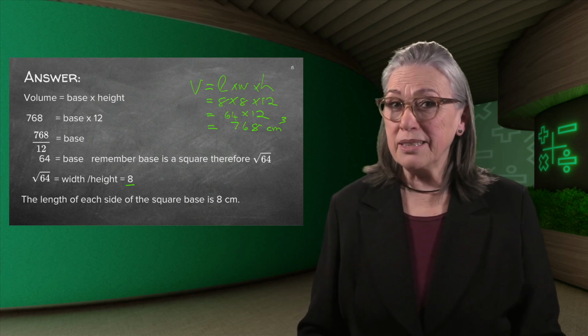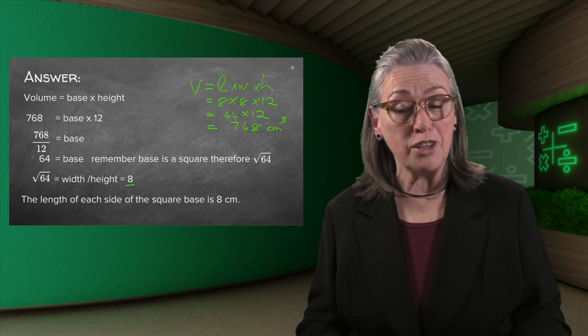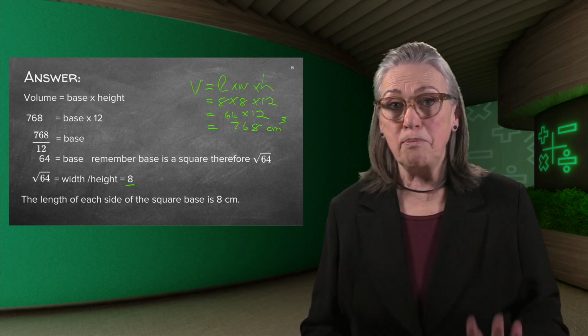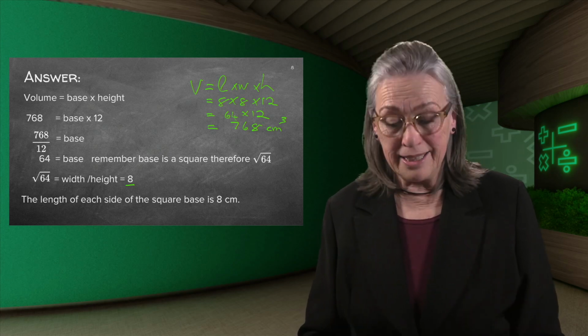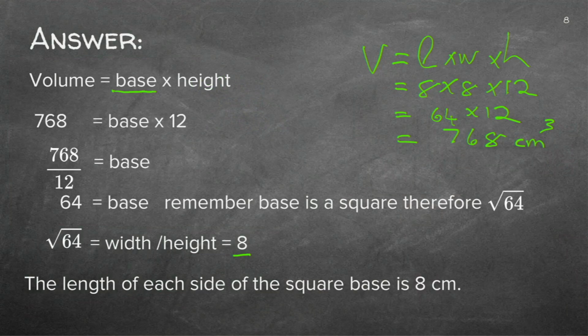Now, perhaps I was going a little bit too fast, but that is the beauty of the program. You can stop it, make sure that you understand. So the main thing you must understand here is that I replaced the length times the width with the word base, because it's exactly the same. So we find the base, and then we know we must find the square root of that. Math is so much fun.